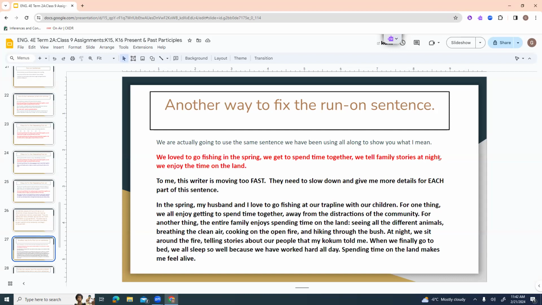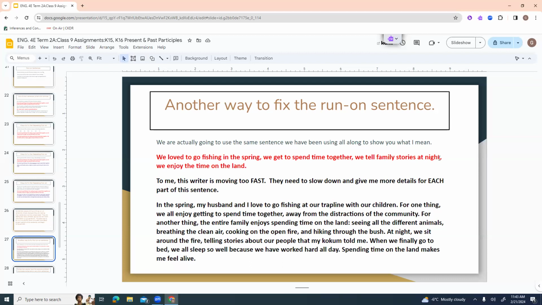And then I'm wrapping up my paragraph. Remember, we talked about not just racing out the door without saying goodbye. Here, I'm adding that goodbye, right? When we finally go to bed, we all sleep so well because we have worked hard all day. Spending time on the land makes me feel alive. And now you can see we've taken that very short run-on sentence and turned it into an entire paragraph just by adding details. So that is one thing to look at in your writing.